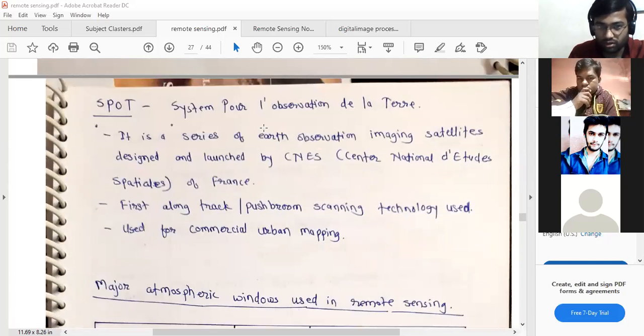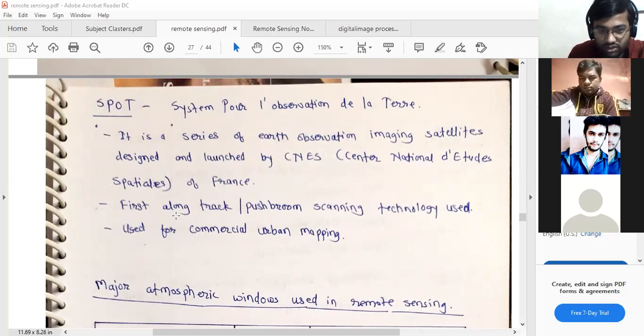Then SPOT, System for Observation of the Earth. I don't know how to read it. It is a series of Earth observation imaging satellites designed and launched by CNES, Centre National. I don't know this either, it is from France. Their pronunciation is something with a dash. So SPOT is managed and operated by France.